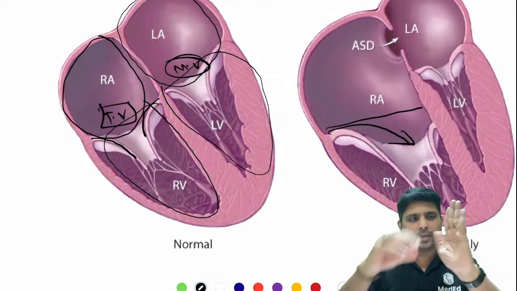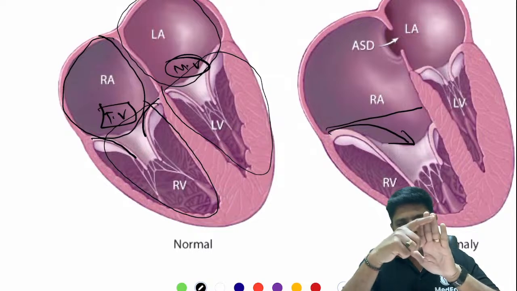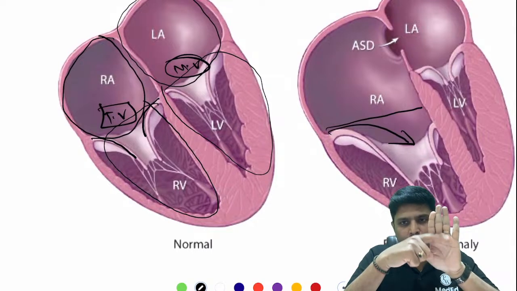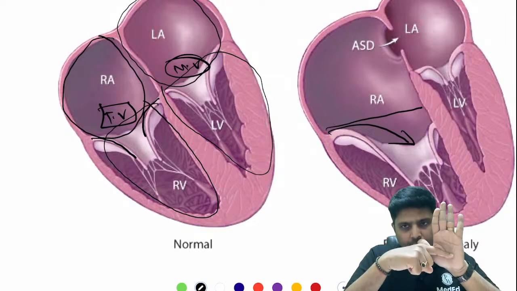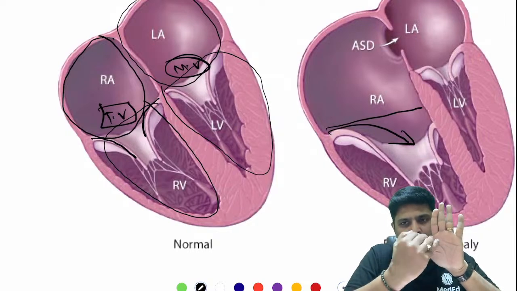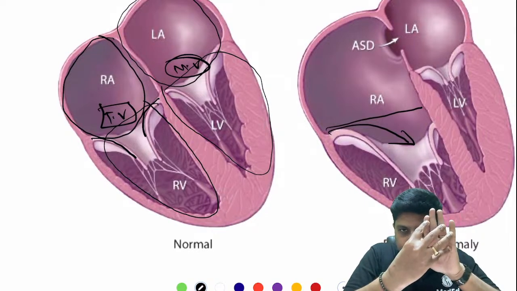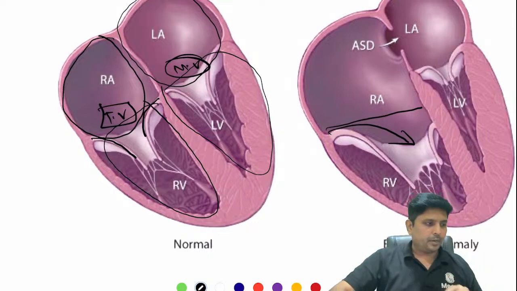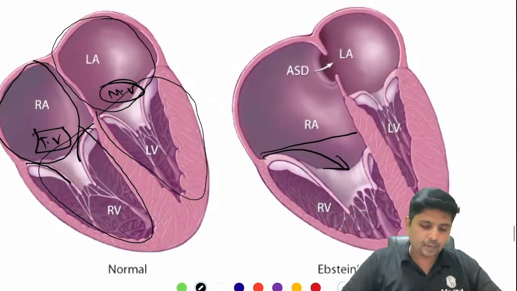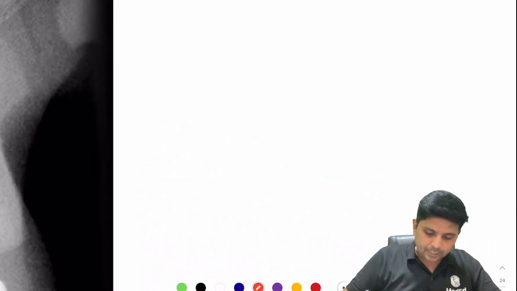For example, this is the tricuspid valve. Above the level of the tricuspid valve, my fingers are the right atrium. Below it, my palm is the right ventricle. But when the tricuspid valve descends from here to my first arrow, some amount of my palm becomes a part of the fingers. So there is atrialization of the right ventricle. This is called Ebstein's anomaly. So Ebstein's anomaly means atrialization of the ventricle.